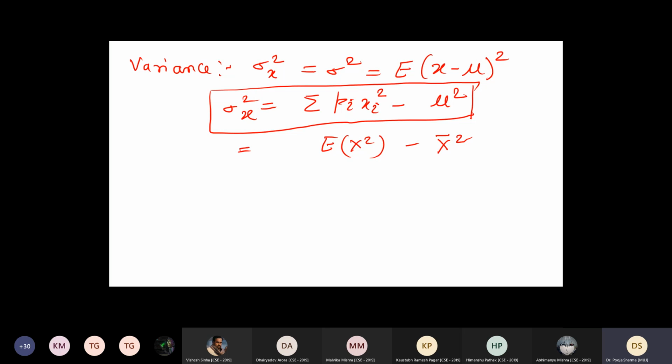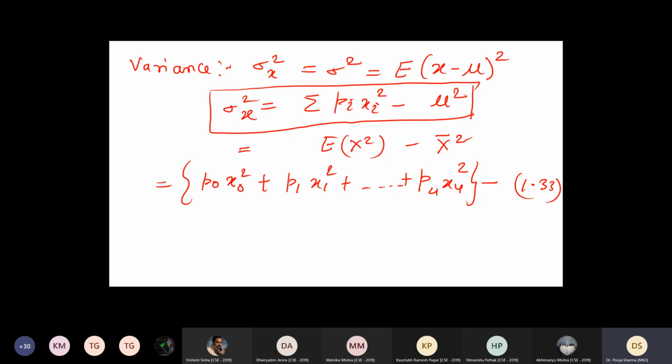So now how to find this summation? It can be written as p0 x0 square plus p1 x1 square up to, what range do we have for the random variable, up to 4. So p4 x4 square minus what was the x bar? 1.33, right?